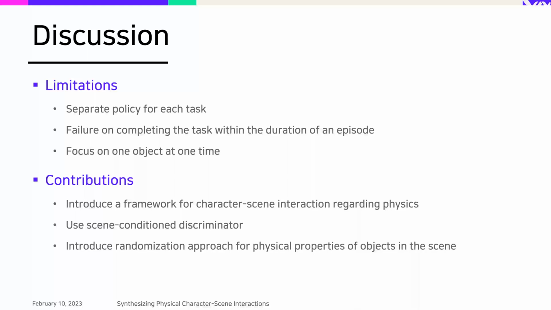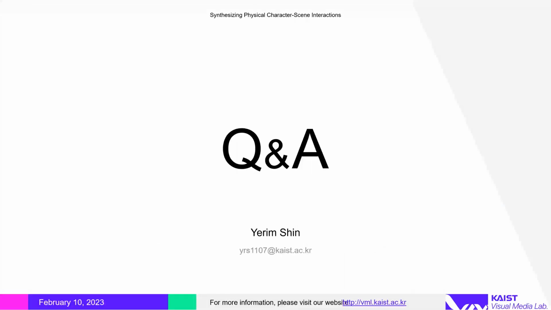And finally, actually I didn't mention it in the slide, but they introduced a randomization approach for physical properties of objects in the scene. And this is for my presentation. If you have any question, please tell me.